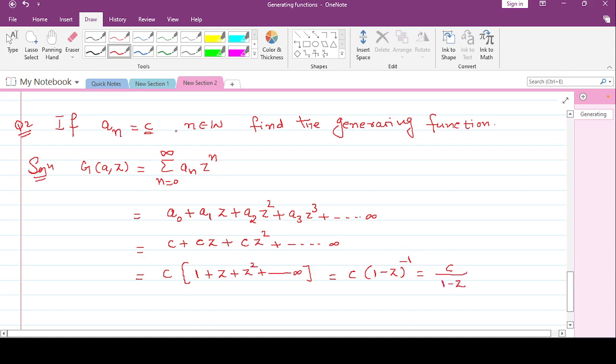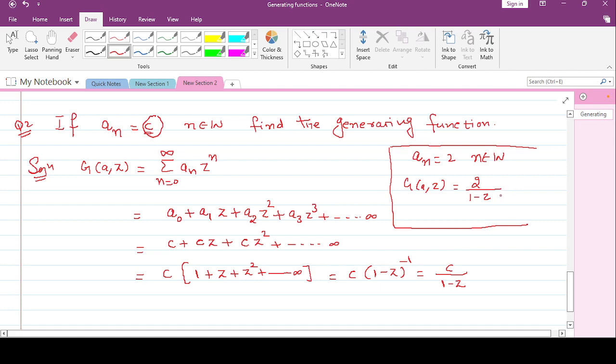So if your sequence is like this, I mean if you are given any constant here, then the generating function of this is c by, I mean constant by 1 minus z. For example, if somebody gives you the sequence a_n equal to 2, where n belongs to whole numbers, then you promptly say that the generating function of this is of the form constant by 1 minus z. And if somebody gives you this generating function and asks what the sequence is, then you tell them that this number is the sequence for this generating function.